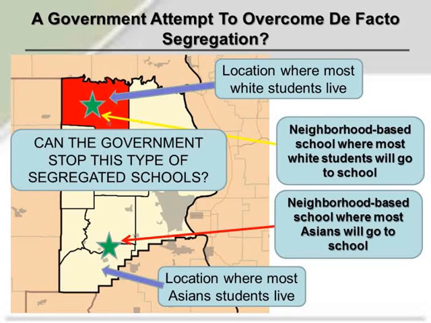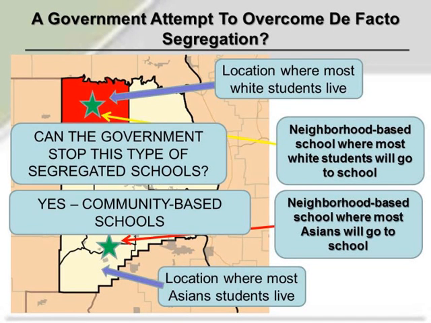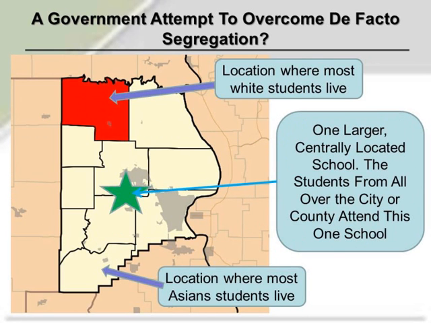Now, instead of busing the white students to the Asian neighborhood and the Asian students to the white neighborhood, community-based schools say, we need to stop this by creating a centralized school. Instead of having an elementary school in the white neighborhood and an elementary school in the Asian neighborhood, you create a larger centrally located school in the middle of Cape Girardeau County. So everybody in Cape Girardeau County would go to the same school. Then you would have people from all races that live in Cape Girardeau County going to the same school.